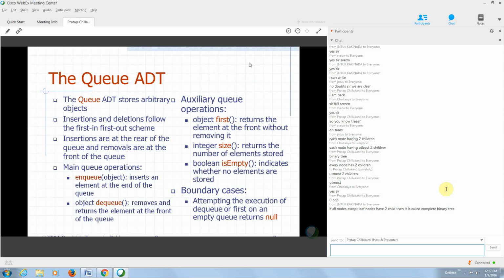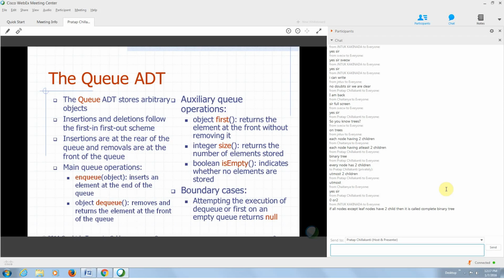Somebody, before I go there. Okay, JNTUK Kakinada said that a binary tree can have one child also, correct? If all nodes except the leaf nodes have two children, then it's called a complete binary tree, correct? I'll put it for the benefit of everyone.